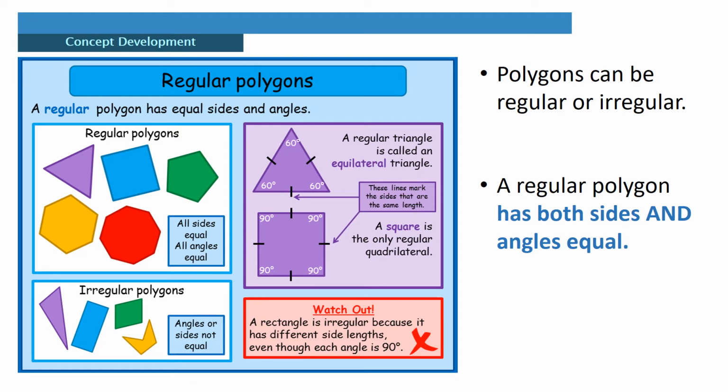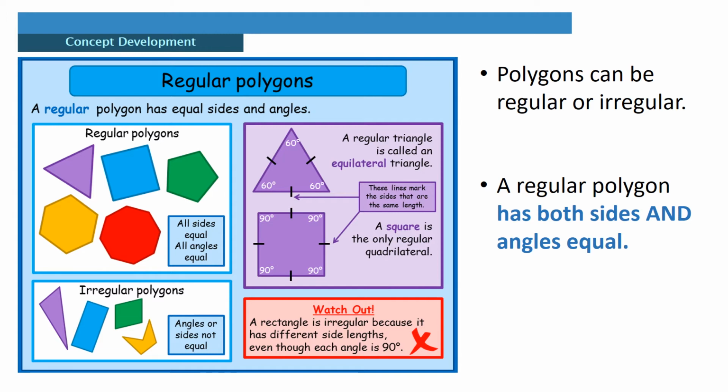So we can have polygons of 2 different varieties. Now polygons can be regular or irregular. A regular polygon has both sides of equal length and it also has angles of equal size. So the only regular triangle is an equilateral triangle where each side is the same length and each angle is equal to 60 degrees. Whereas a square is the only regular quadrilateral. So this doesn't include rectangles, trapeziums, and parallelograms. A square is the only quadrilateral where each side is the same length and each angle is the same size.